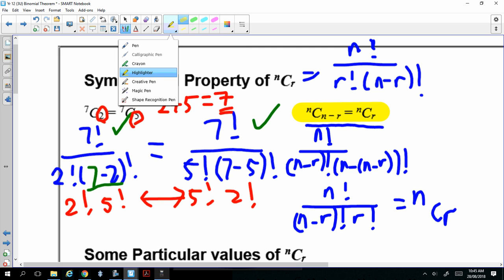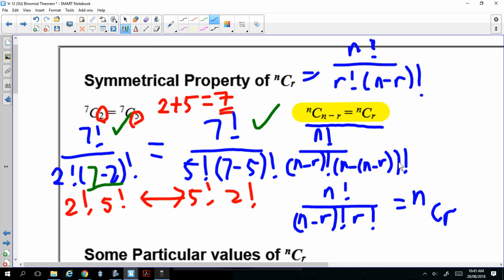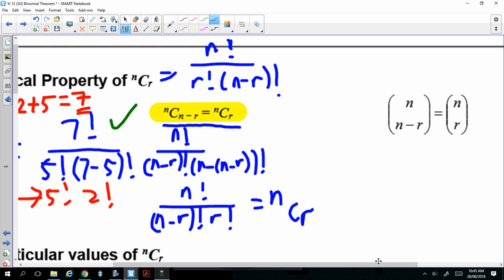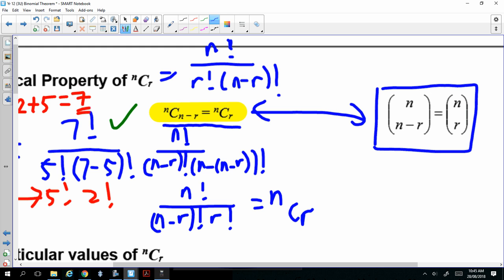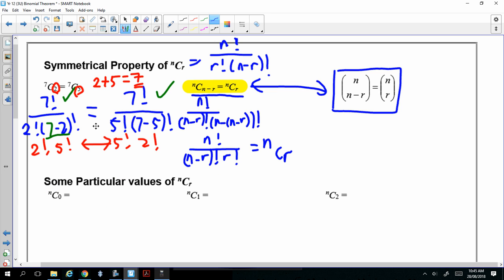And then you can also express it using the notation I showed you before. This is a new notation, just different notation. All right, and then we're going to look at some particular values, and then write the above rules using nCr. Okay, good. All right, let's do that. Let's look at some particular values.